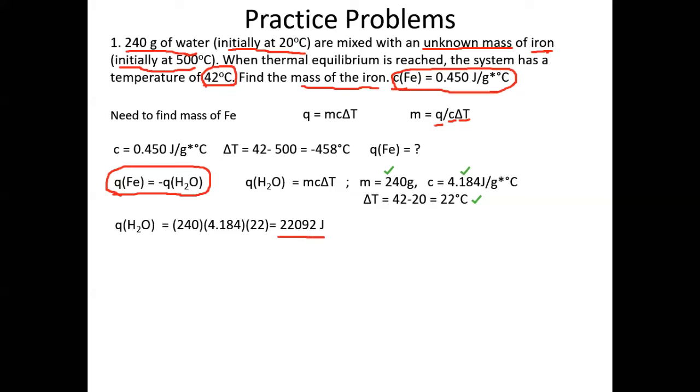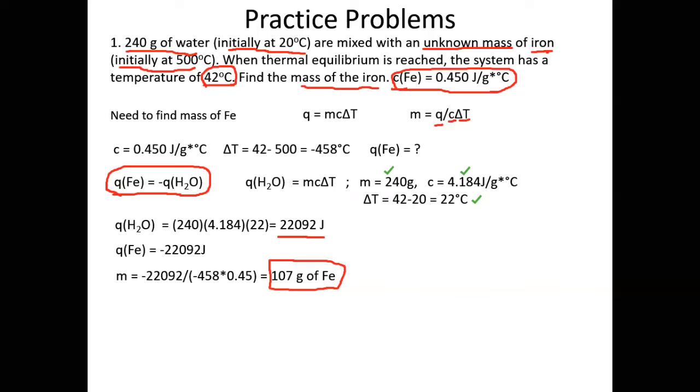Now that we know the Q of water, we can find the Q of iron. We just make it negative. We plug it in, we find the mass of iron. So the mass of iron used was 107 grams of iron. So again, the fundamental principle, I like to stress this because if you don't know this, you can't do the problem, is the heat released by the iron is the heat absorbed by the water. That is fundamental.